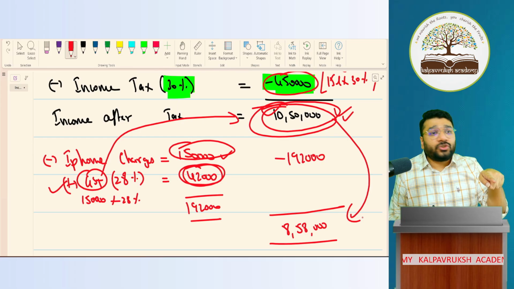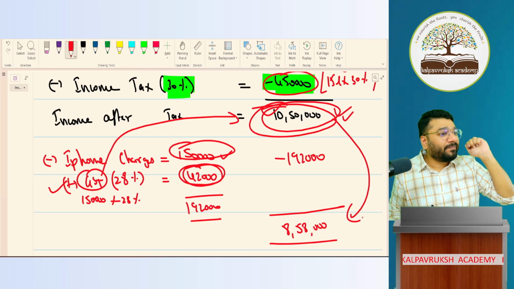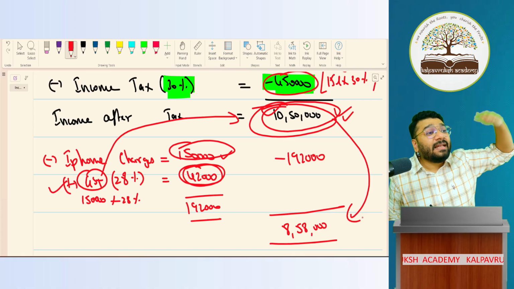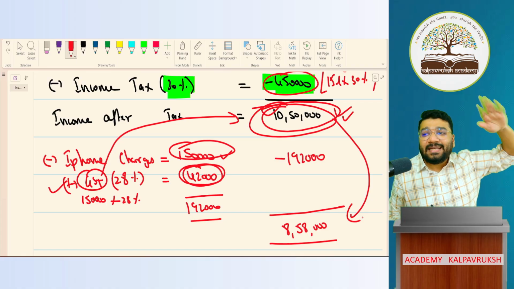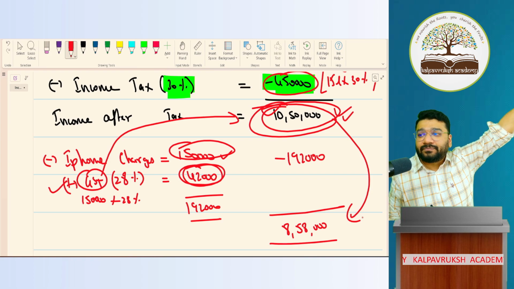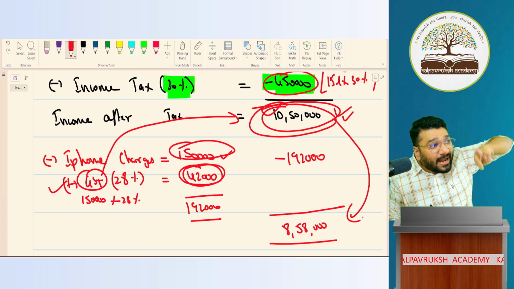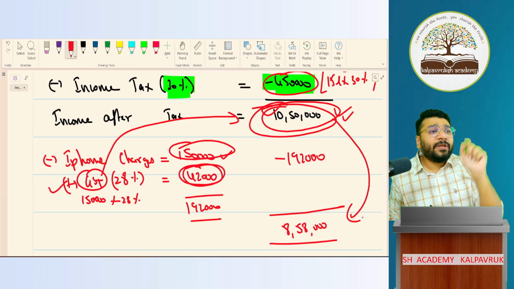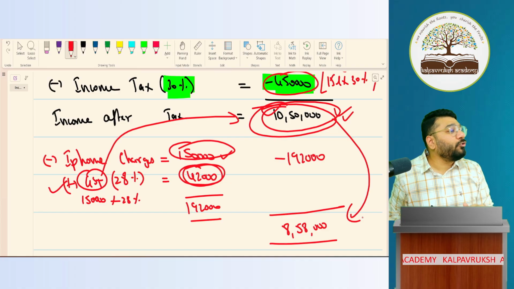So GST also is reducing your income, but not directly, indirectly. Hence it is called indirect tax. So, direct tax is a direct attack on your income. Indirect tax is an indirect attack on your income. Okay, not okay. There's one more meaning of indirect tax, which I'll discuss in the next few minutes.